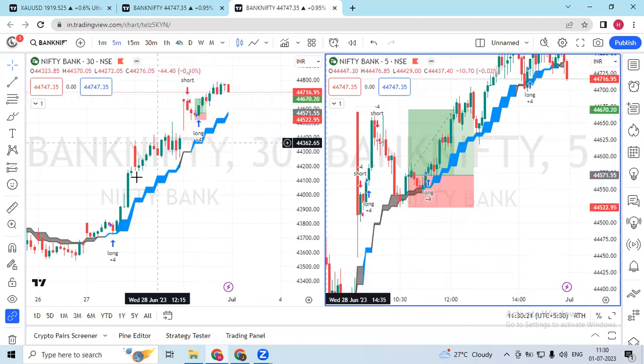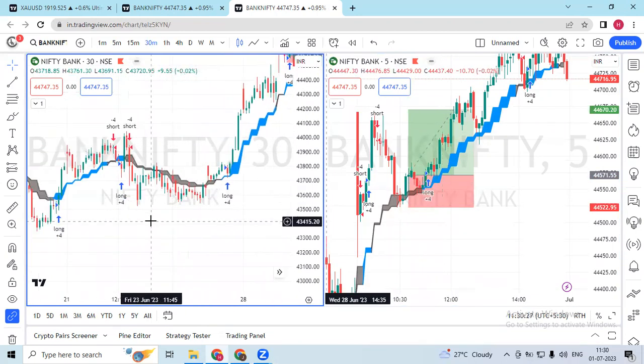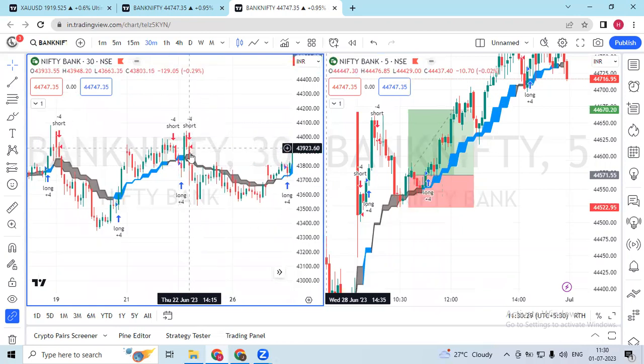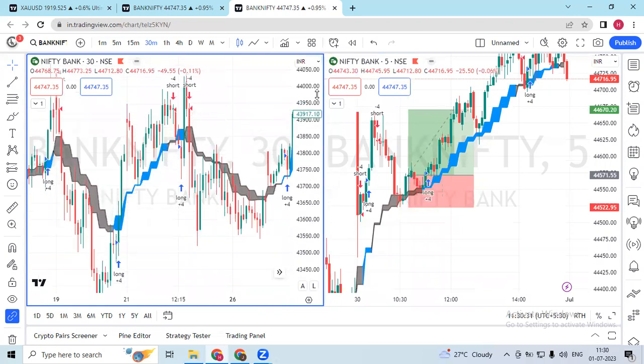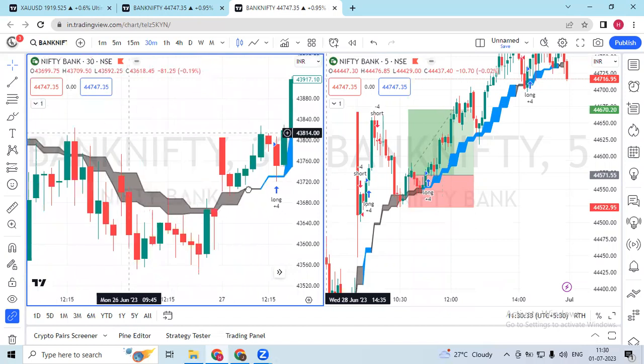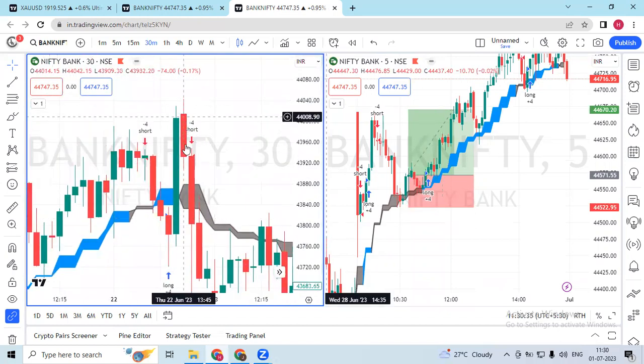I'll be showing you one setup where you're supposed to get a sell trade. So we'll just go back. Now, this is a short signal placed over here. The candle has closed. I'll just zoom in. On the 30 minutes time frame, you can see this is a short signal given.